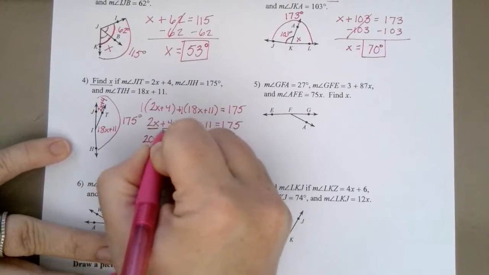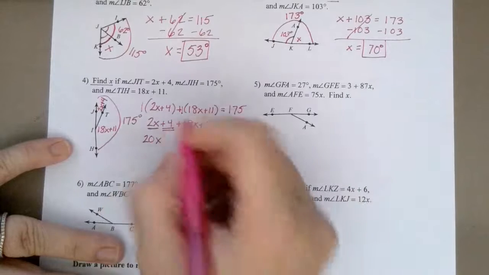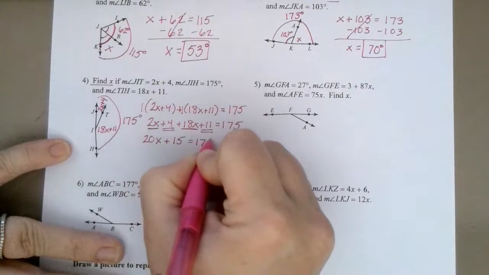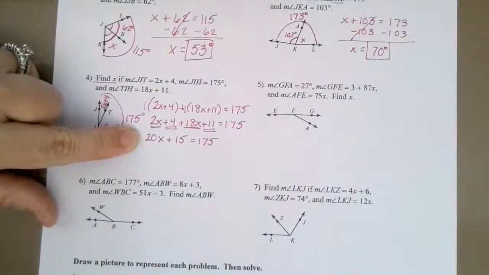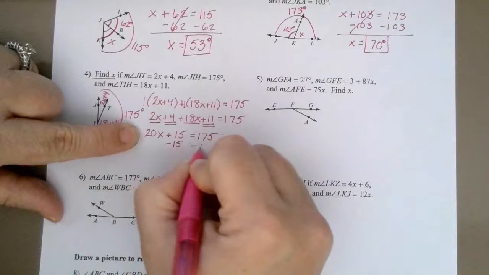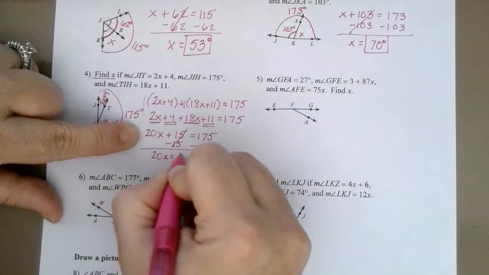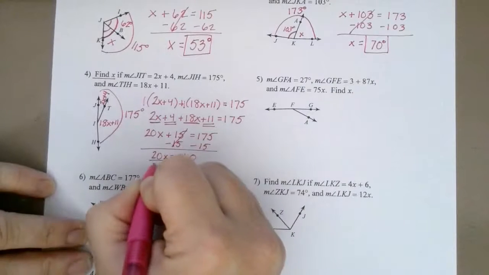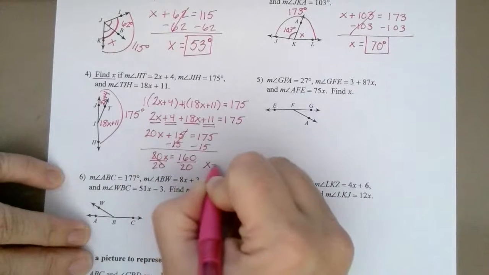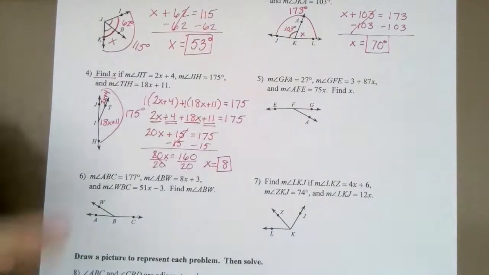20x. I have more like terms that are on the same side of the equal sign. 4 and 11 equals 175. Now I have a two-step equation that we learned way back at the beginning of the year. What do we do? Subtract 15. So 20x equals 160, divide by 20. And x equals 8. And remember, it's not a degree measure because it's not an angle.